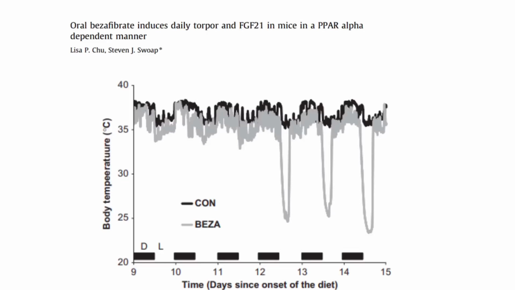Also, when you activate PPAR-alpha, that initiates torpor in mice. So these mice were given bezafibrate, which is a pharmaceutical activator of PPAR-alpha. And you can see this is their body temperature. And the gray mice are on the bezafibrate. And ultimately, these are actual torpor bouts where their metabolism really slows down. But even before you have these bouts of torpor, the PPAR-alpha activation is already lowering their body temperature.